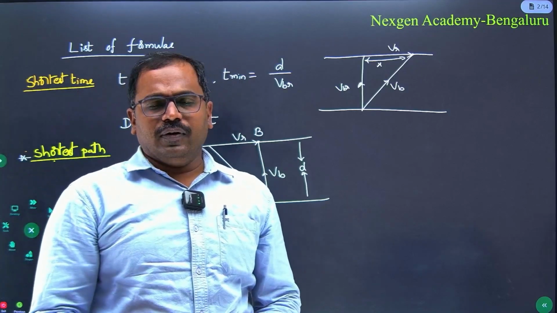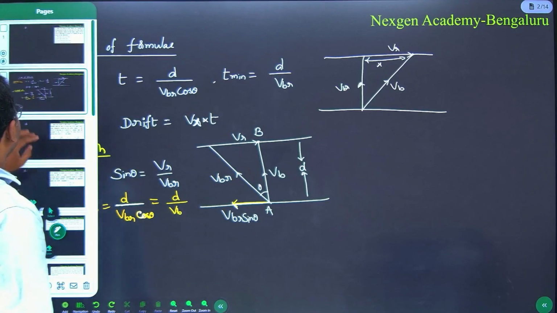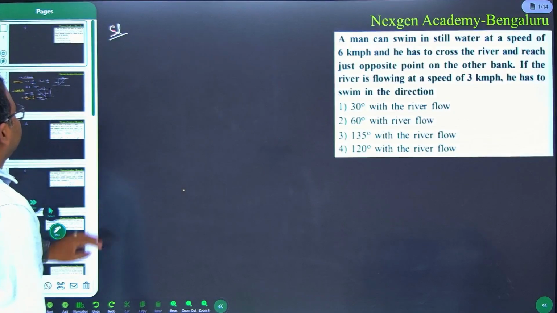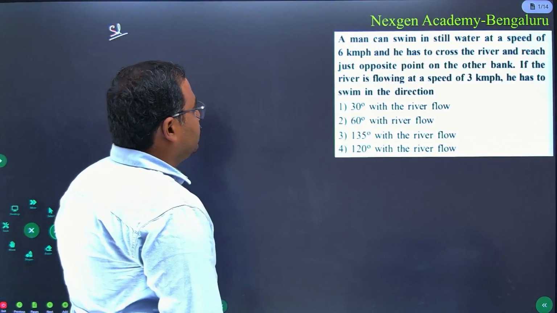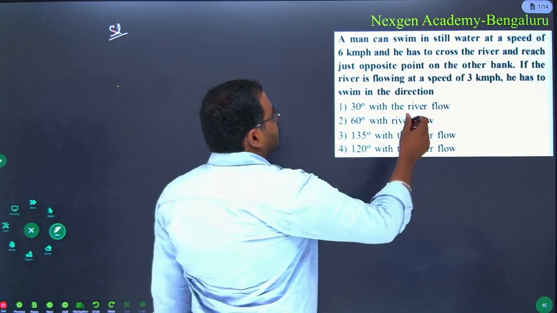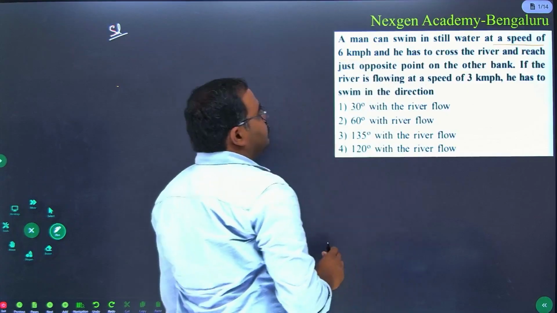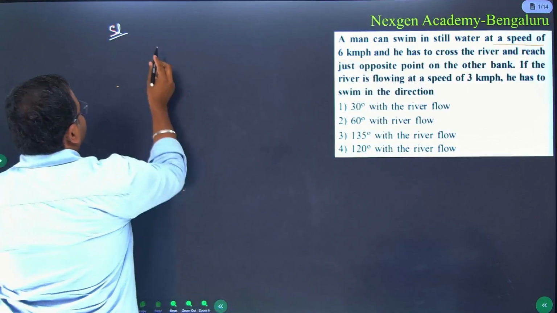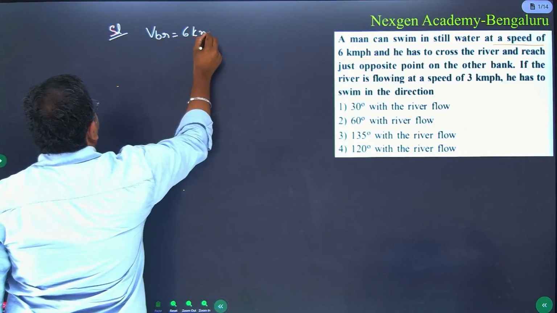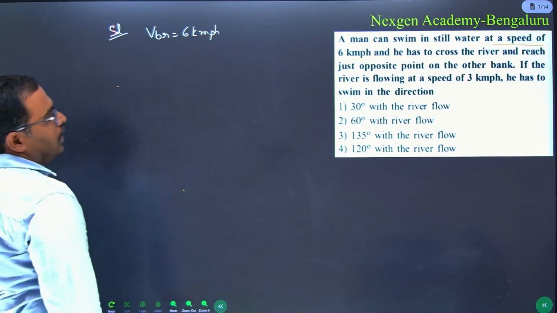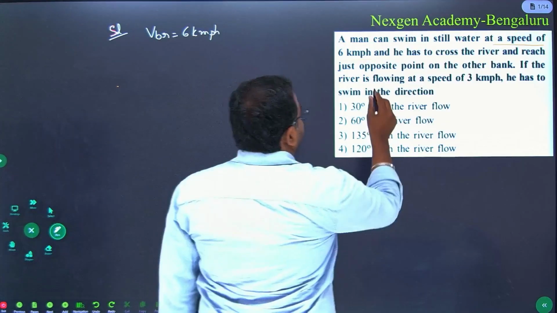Now let me solve some questions on this concept so that you can understand. We have selected some very good questions. So look at this first one. A man can swim in still water at a speed of 6 kilometers per hour. The first thing you have to identify here is still water, 6 kilometers per hour, which means the velocity of the man with respect to water, VBR, is equal to 6 kilometers per hour. And he has to cross the river and reach the just opposite point on the other bank.